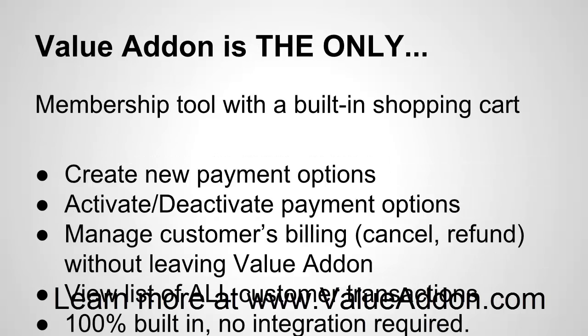So I want you to understand that Value Addon is different because it is the only membership tool with a built-in shopping cart that allows you to do things like create new payment options on the fly. You can activate or deactivate payment options. Let's say you wanted to create a payment option and you only wanted that option to be available for a week, and then if anyone tried to use that same order link, they couldn't do it. Well, with our simple deactivate button, you could deactivate a payment option, and then once it's deactivated, nobody else can use that same sign-up link.